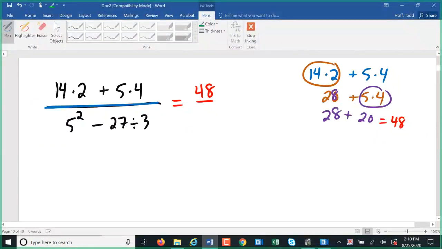On the bottom, there are no more enclosing symbols, but there is an exponent, a power. 5 squared is 25.